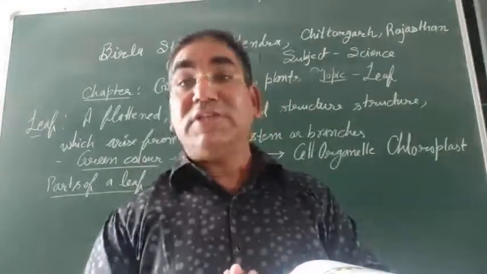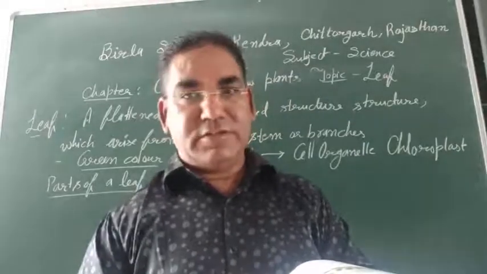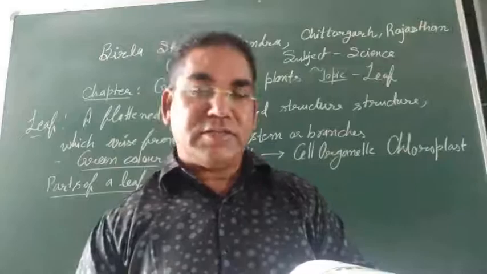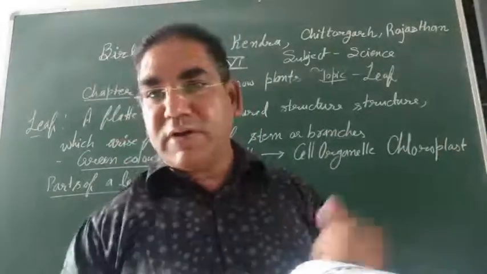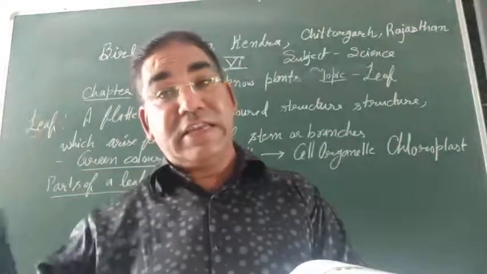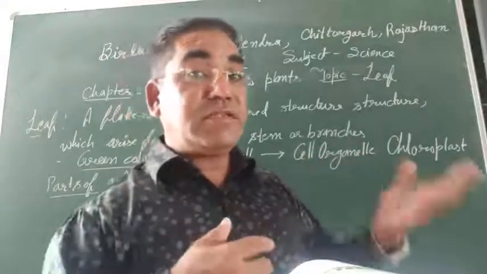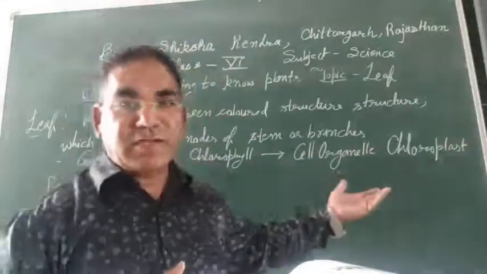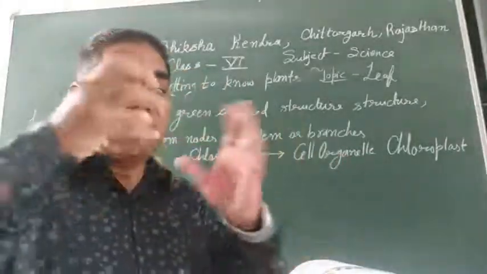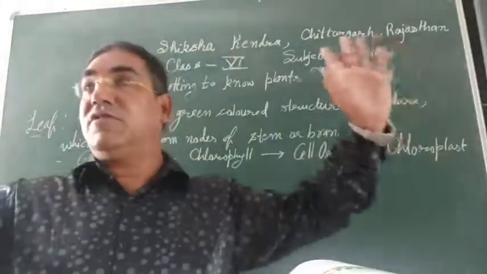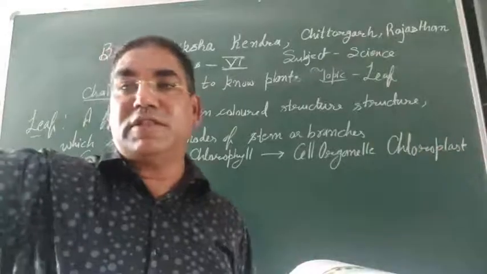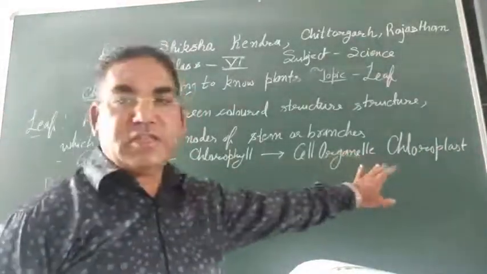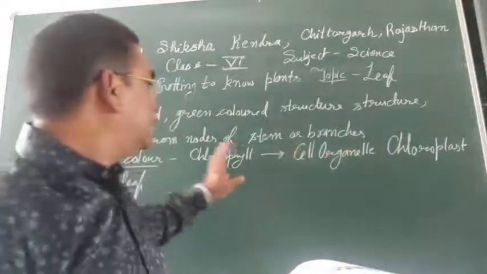Chloroplast is also known as the kitchen of the plant cells. Why is it called the kitchen of the plant cells? Because chloroplast is like a big room. What is inside this room? Chlorophyll is arranged there. So chlorophyll is present in the chloroplast.